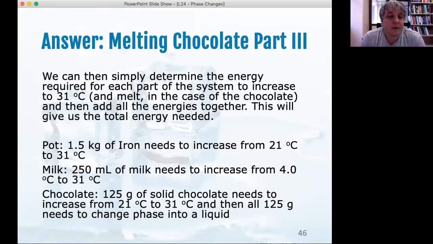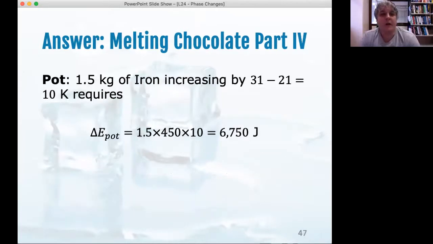So firstly, the iron, 1.5 kilograms of iron, it's going from 21 degrees C to 31 degrees C. So just a 10 degrees C jump. The milk is going from 4 degrees up to 31 degrees C. So that's another one of our steps, the milk increasing in temperature. And the chocolate, 125 grams of chocolate going from a solid at 21 degrees C to a solid at 31 degrees C, and then from a solid at 31 degrees C to a liquid at 31 degrees C. As I said, we can calculate each part and then just add them all together.